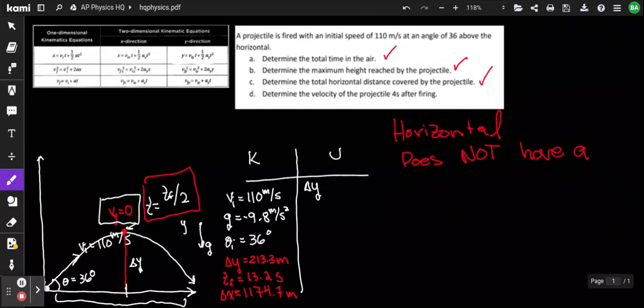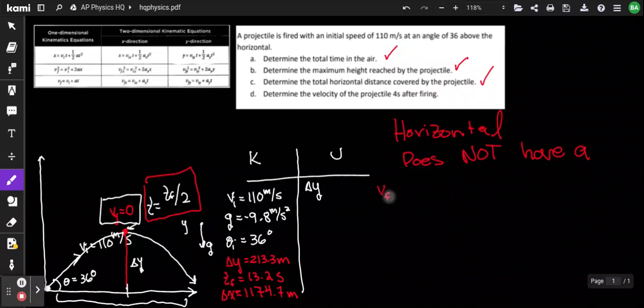Okay, the last question wants us to determine the velocity of the projectile 4 seconds after firing. So this requires us to use a lot of our vector knowledge. So remember that the velocity it's asking for is the total velocity, so the components x and y together, not just one of them. So in order to find the total velocity, we need to find the x and y components. So we need our v final x and our v final y.